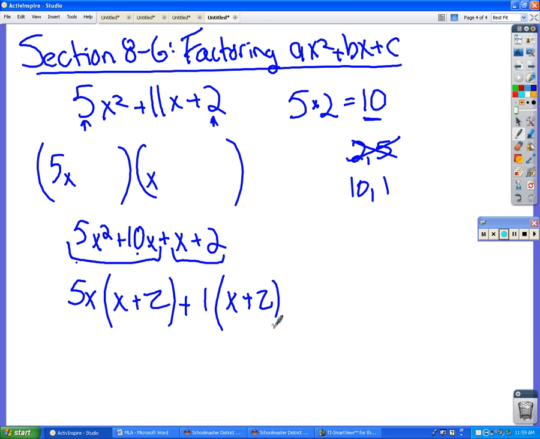Are you ready? Because we're done now. My answer to how this factors is the things on the outside, 5x plus 1, times the things on the inside, x plus 2. Is there an easier way to do it? Nope. Crazy, huh? I don't like doing this.